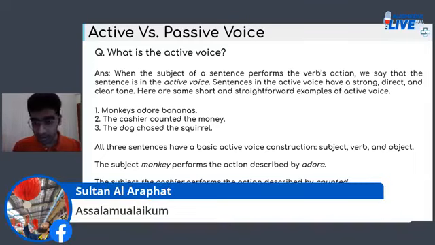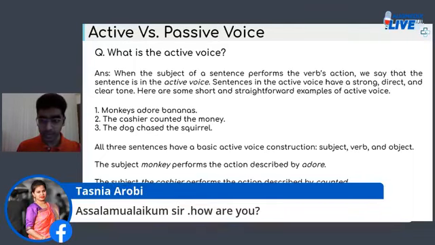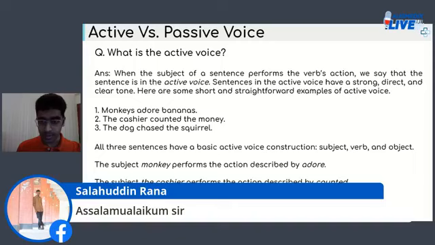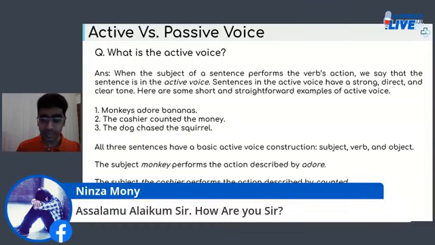Sultan Al-Arafat is here saying Assalamu alaikum. Wa alaikum assalam. Sultan, how are you? Tasniya Arabi says Assalamu alaikum. Sir, how are you? I'm fine, Alhamdulillah. Thank you for asking. How are you, Tasniya? Salahuddin Rana says Assalamu alaikum, sir. Wa alaikum salam to you. Ninzamuni says Assalamu alaikum, sir. How are you, sir? Well, I'm fine, Alhamdulillah. Thank you for asking. And I'm sure you're fine as well.